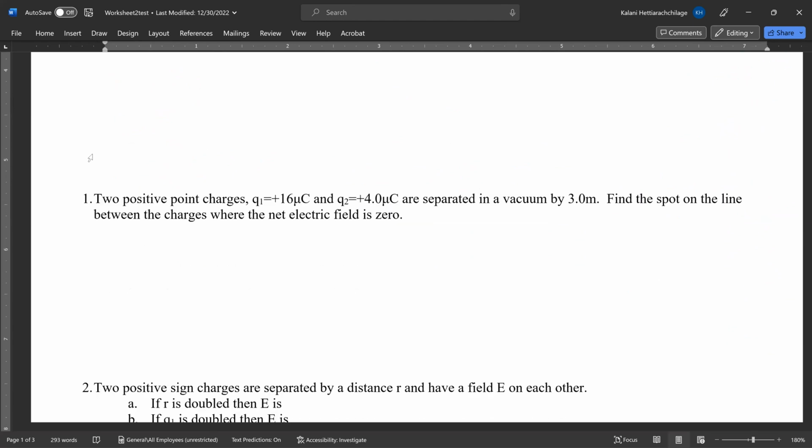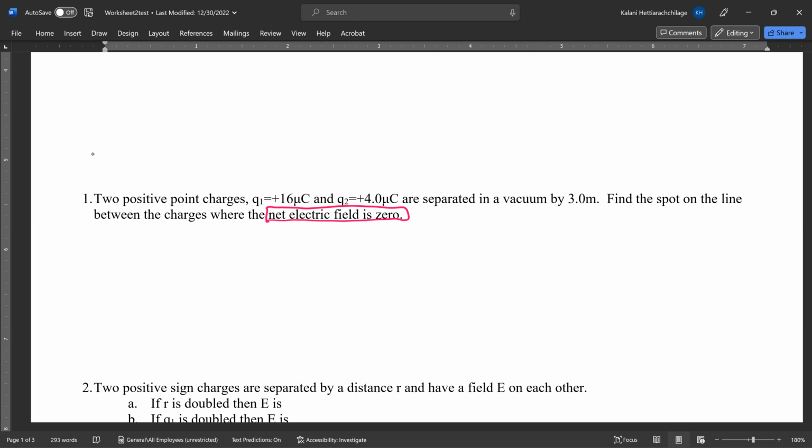Let's move into the questions one by one. So I have a few questions for today. The first question is, there are 2 positive point charges, Q1 and Q2, separated in vacuum by 3 meters. Find the spot on the line between the charges where the net electric field is 0. You guys remember that we did exactly this question for the net electric force, with different values and different distances, but we have done the same problem for the electric force. Now we're going to do it for the electric field, right?